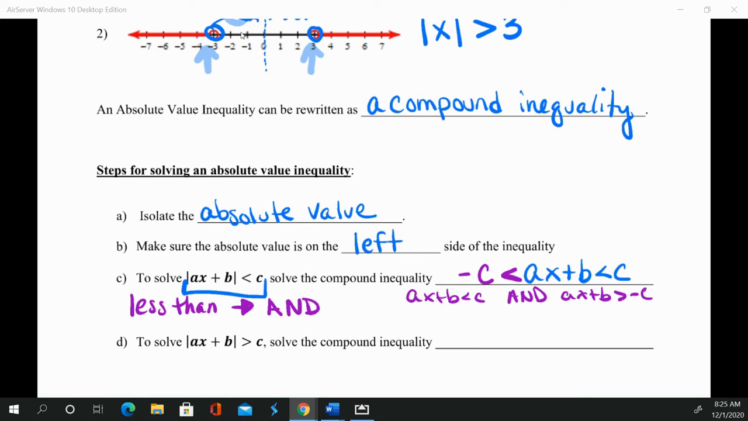To solve the absolute value of ax plus b, now again, that's just generic terms. That could be just x, that could be 2x plus 1, that could be 3x minus 1. It's just whatever's inside the absolute value. We have the given inequality: ax plus b is greater than c. And this one is going to be an or. Flip the inequality symbol and make that c value negative.